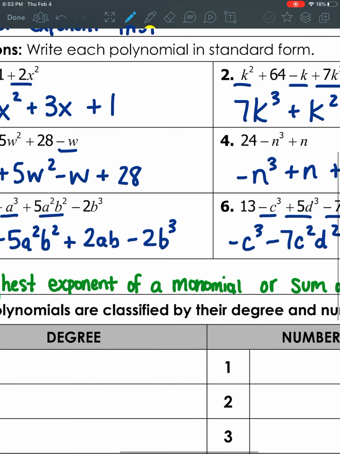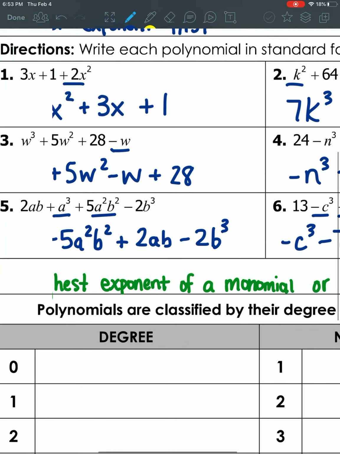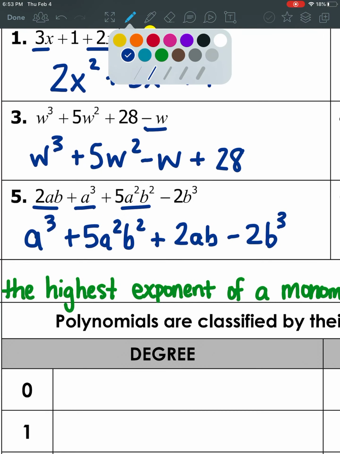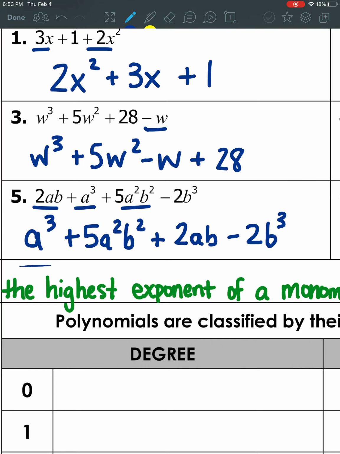And degree, another definition here. The highest exponent of a monomial. So a monomial is one term, and we're going to talk about that here in a second. So if we just look at each individual term of the polynomial, so like a cubed would be a monomial. So that degree is 3.